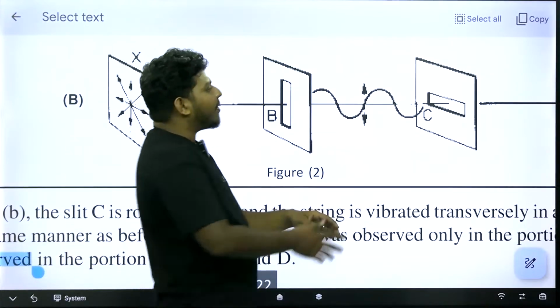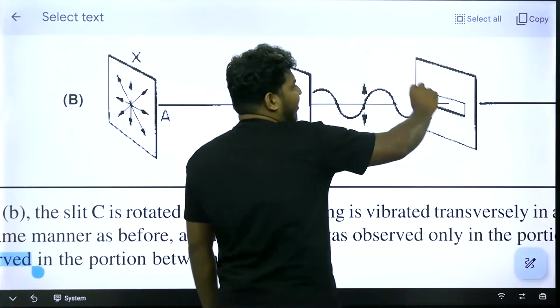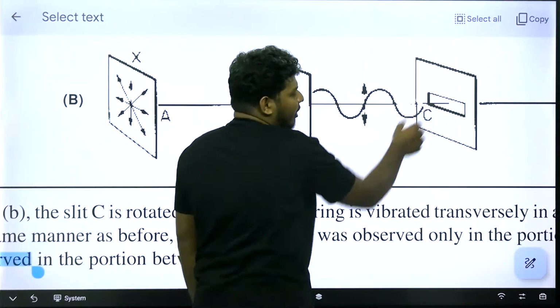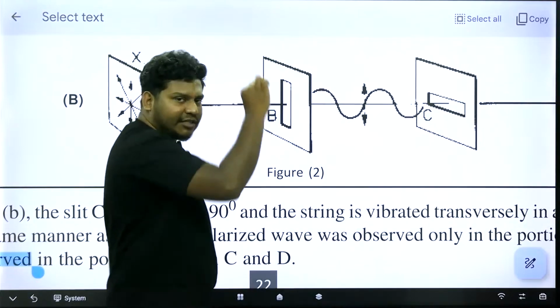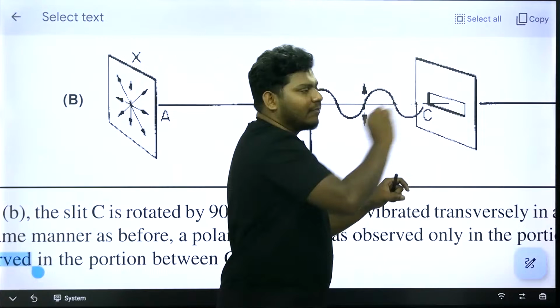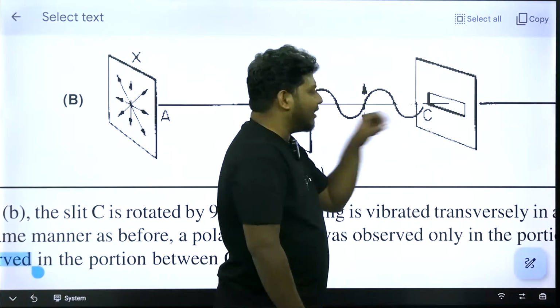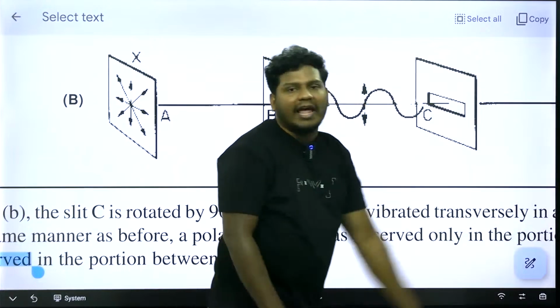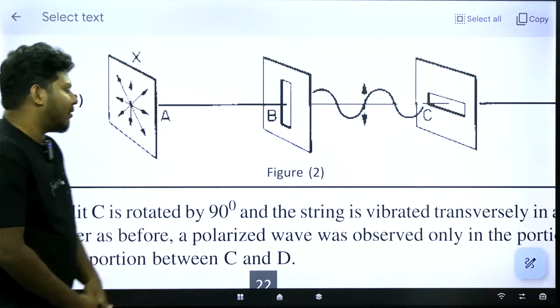If I keep a hole something like this, like a horizontal hole, what will happen? Our movement is like this, no? So if the hole is like this, it will stop. It will stop by this. So there will be no light here.